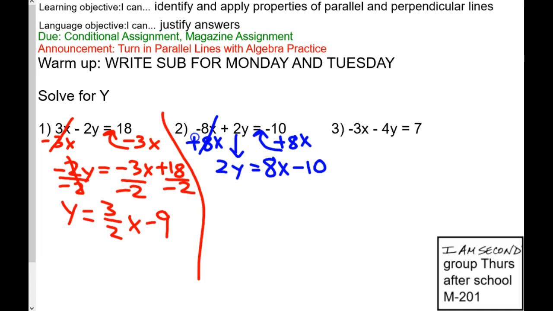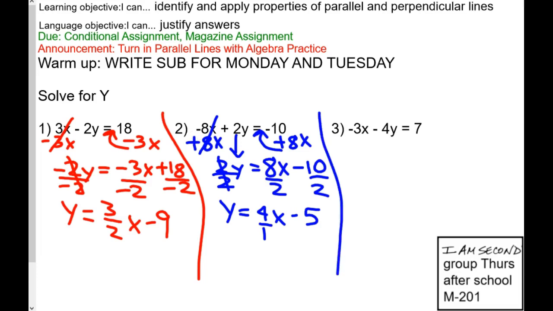Last step is always, how do I get rid of a coefficient? Always divide, right? No matter if it's positive or negative. So we divide everything by that number. So y equals 8 over 2 is 4x minus 10 over 2. What's 10 over 2? Please focus. 10 over 2 is 5, so that's minus 5. And when you're graphing, you usually need rise over run, so 4 over 1 or 4, either way.